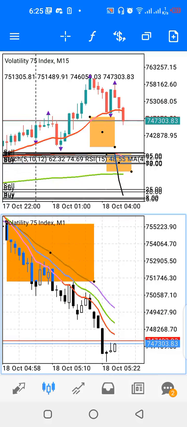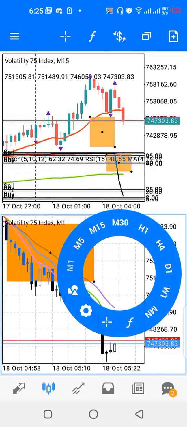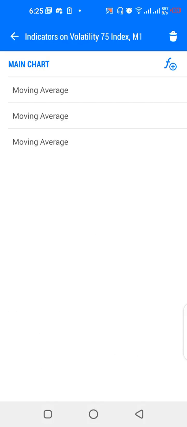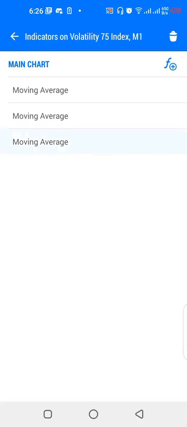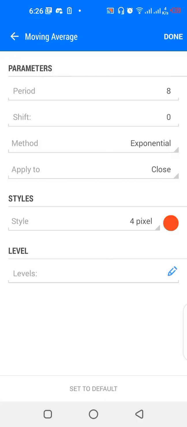Now let's look at the indicators on the lower window. We have moving averages. The first moving average is 21 period, shift is 0, method is exponential, applied to close, color is purple. The second moving average is 13 period, shift is 0, method is exponential, applied to close, color is green. And the third moving average has a period of 8, shift is 0, method is exponential, applied to close, color is red.